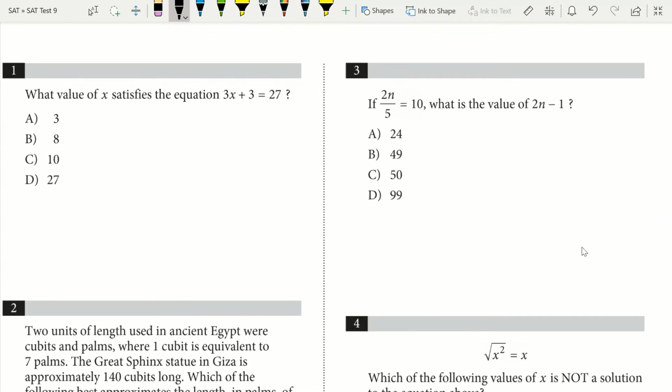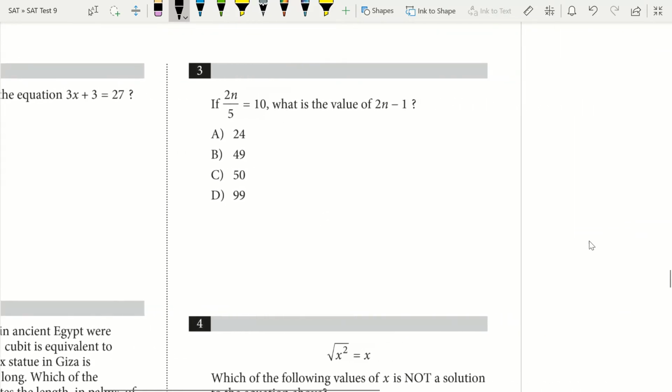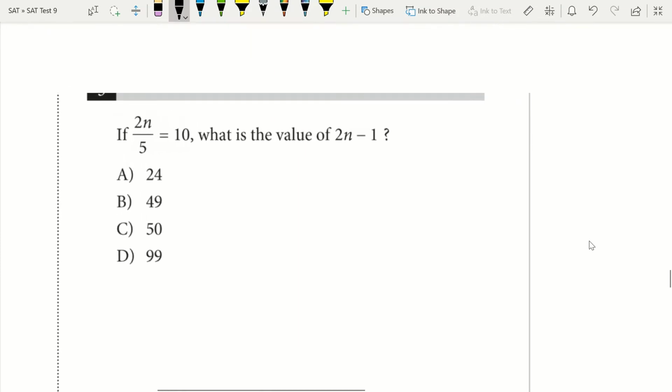I like number 3 right off the bat. That's one I see that I want to do. Okay, so let's go ahead and tackle 3. I'm going to give you 25 seconds to do this one starting now.